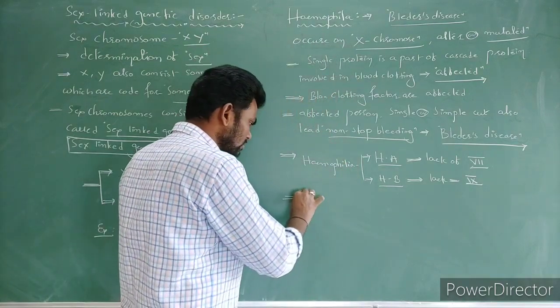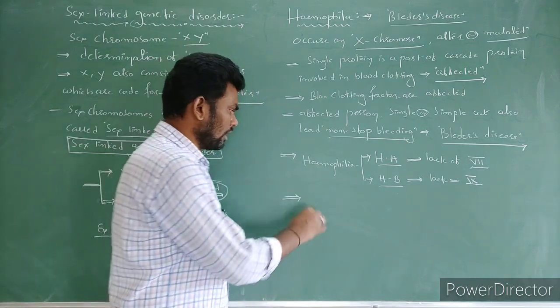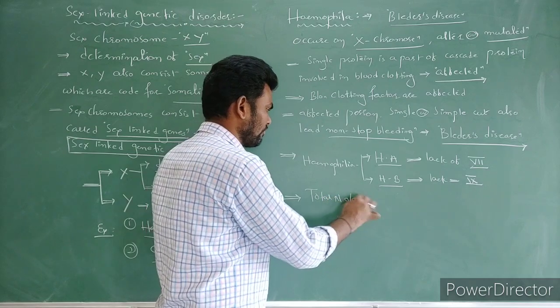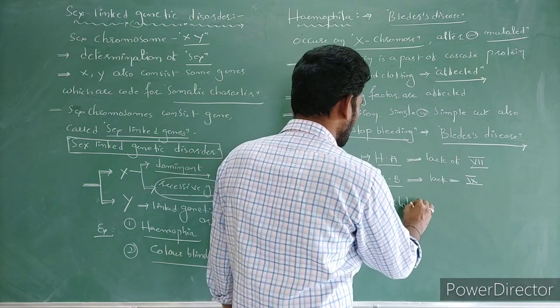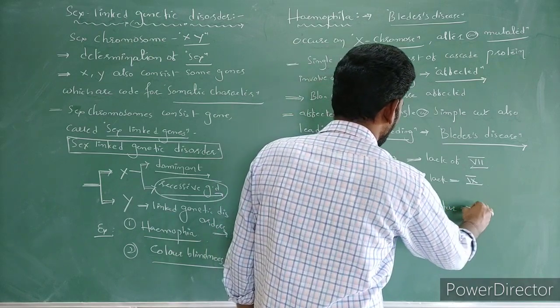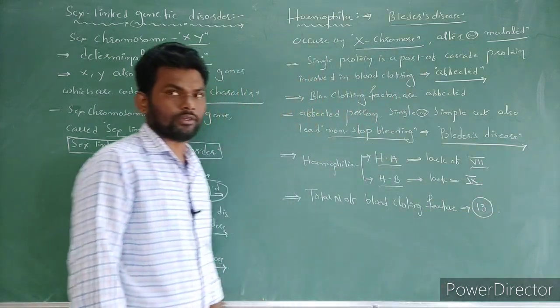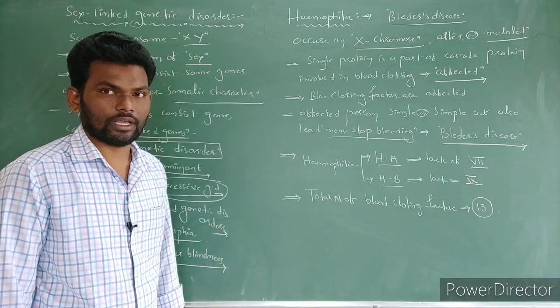Actually, sir, how many total factors are present in the human? The total number of blood clotting factors are 13 factors present in human. Okay, so this is some information regarding hemophilia.